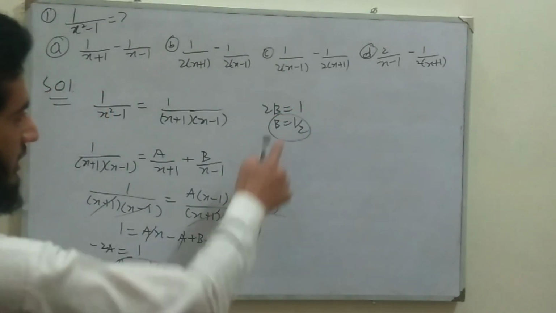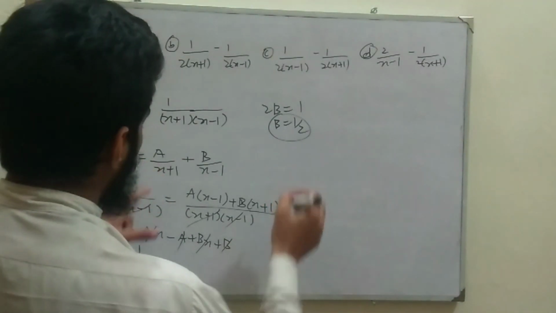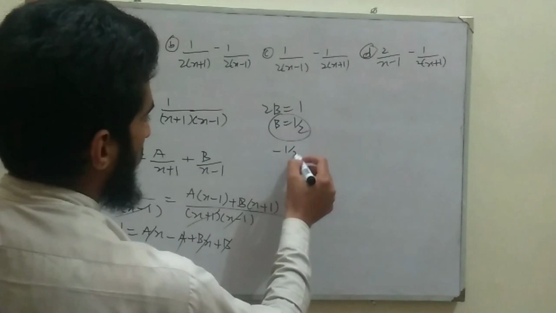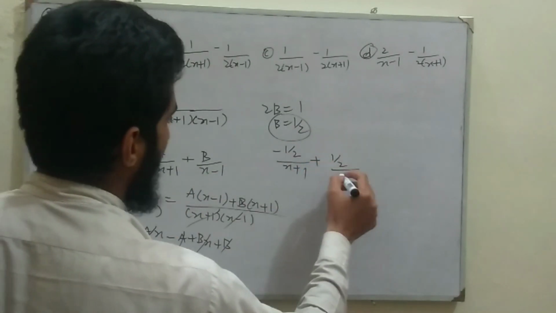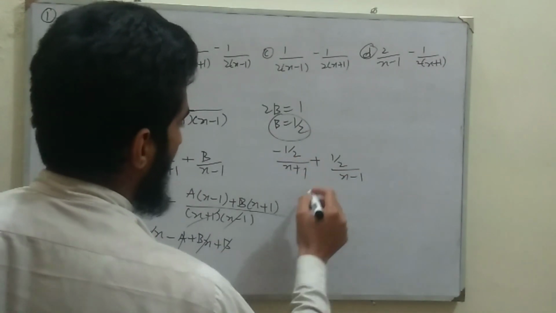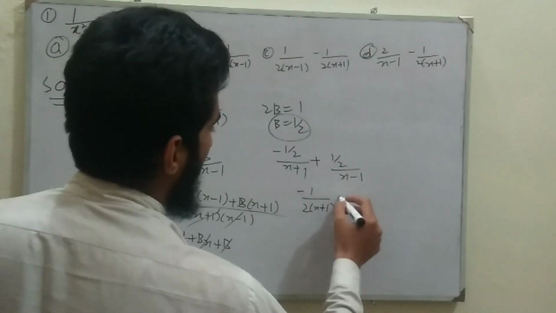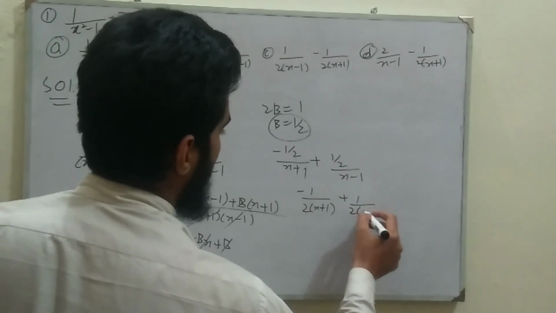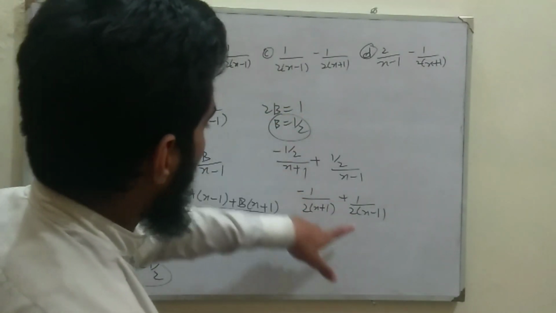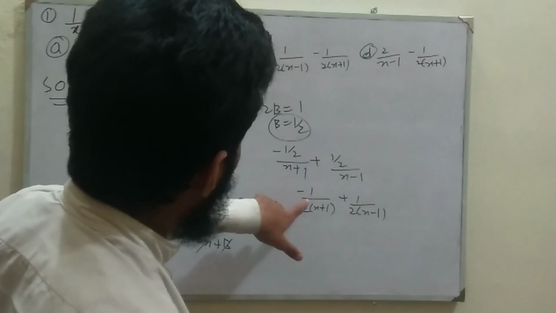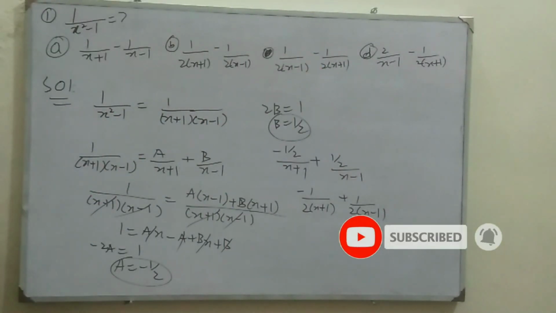Now putting these two values here to resolve the given fraction into partial fractions, A divided by x plus 1, A is minus 1 over 2, so minus 1 over 2 divided by x plus 1, plus B divided by x minus 1, B is 1 over 2. Now shift 2 to the denominator, it becomes minus 1 over 2 times x plus 1, and shift 2 to the denominator, it becomes 1 over 2 times x minus 1. So in the options we can see 1 over 2 times x minus 1 minus 1 over 2 times x plus 1. So the correct option in this case is option number C.